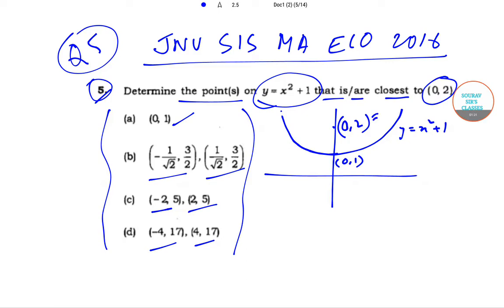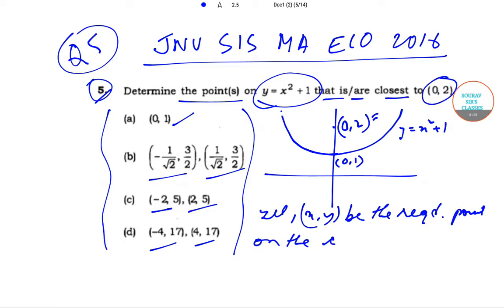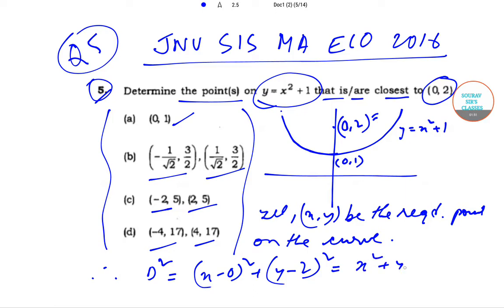So let (x, y) be the required point on the curve. That implies that the distance, which will be given by d square, will be equal to (x minus 0) whole square plus (y minus 2) whole square. That will be equal to x square plus (y minus 2) whole square.